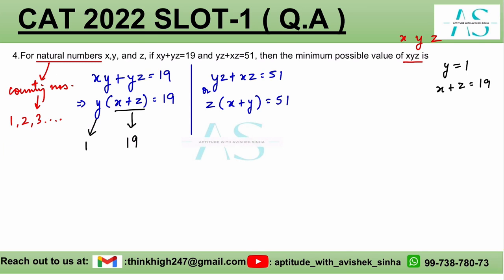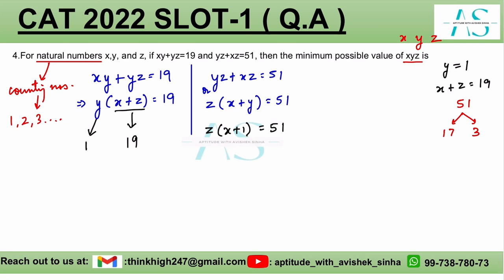Okay. Now let's try and look at the next equation that we have here. In place of y, can I use 1? So this should be z into (x plus 1). This is equal to 51. Now let's try and break down 51. So we can break this down as 17 into 3. 17 is again prime.